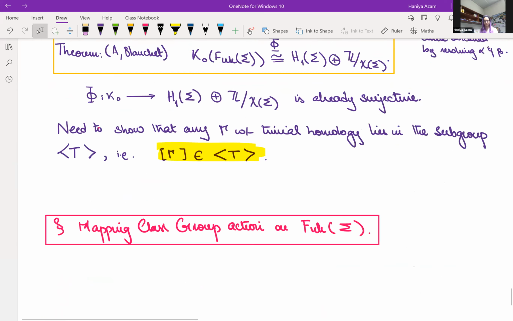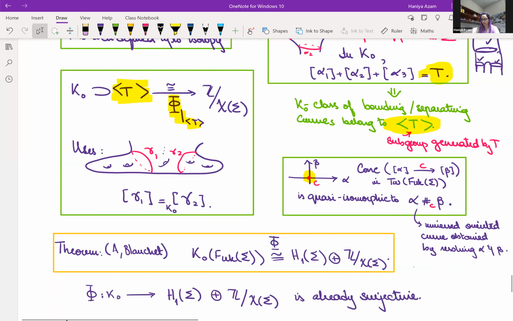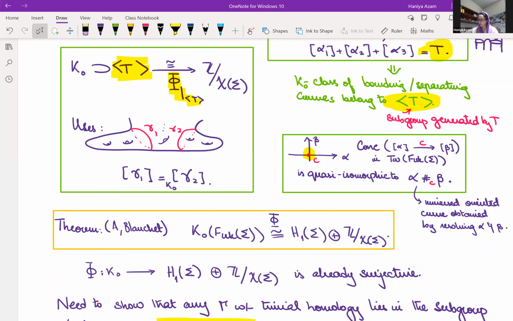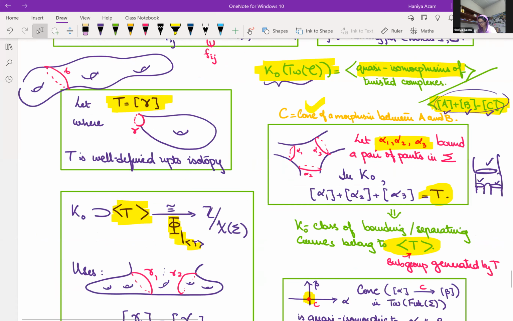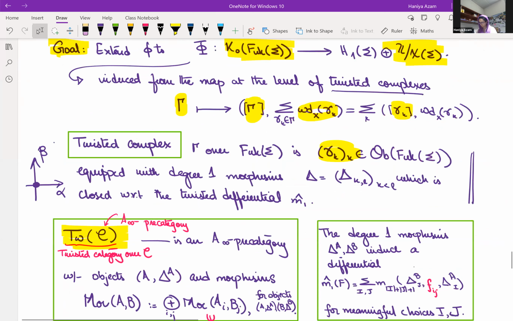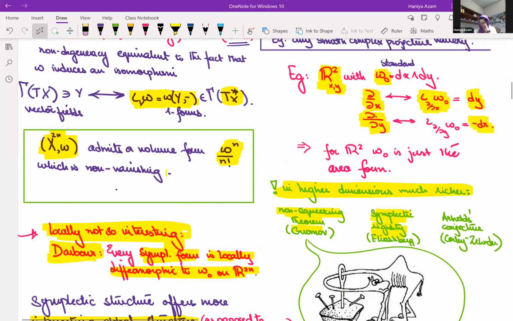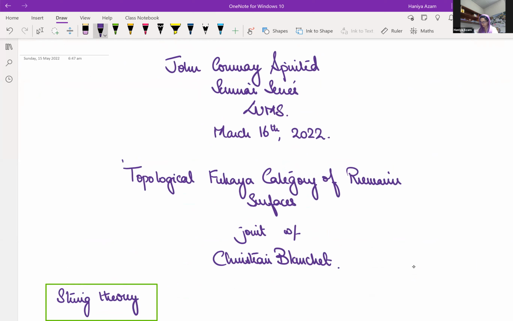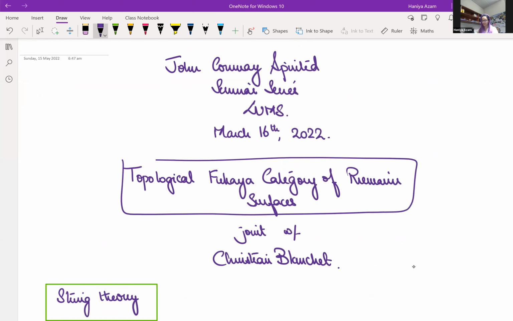Yeah, I don't think I have the arXiv code written somewhere, but I can share the title of the paper. Yeah, that's what it is: Topological Fukaya category of Riemann surfaces.